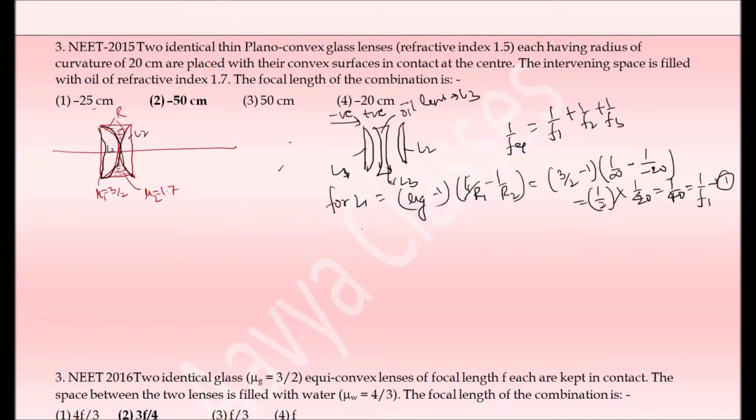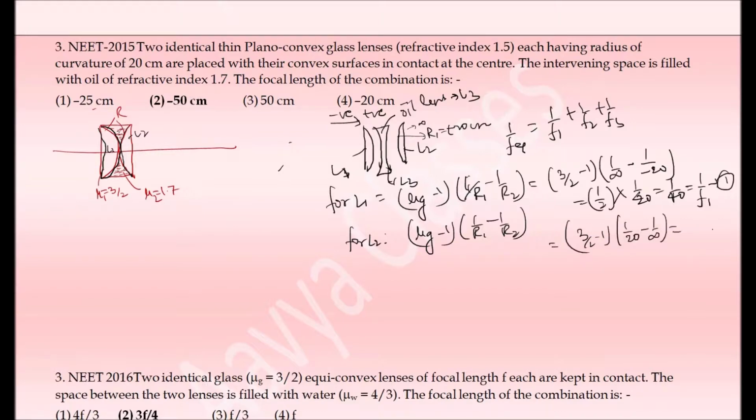Now for lens L2, we again calculate in this way: (mu g minus 1)(1 by R1 minus 1 by R2). If you see this lens L2, then clearly R1 is equal to plus 20 centimeter and R2 is equal to infinity. So from there we get (3 by 2 minus 1)(1 by 20 minus 1 by infinity), that is equal to 1 by 40, and it is equal to 1 by F2.